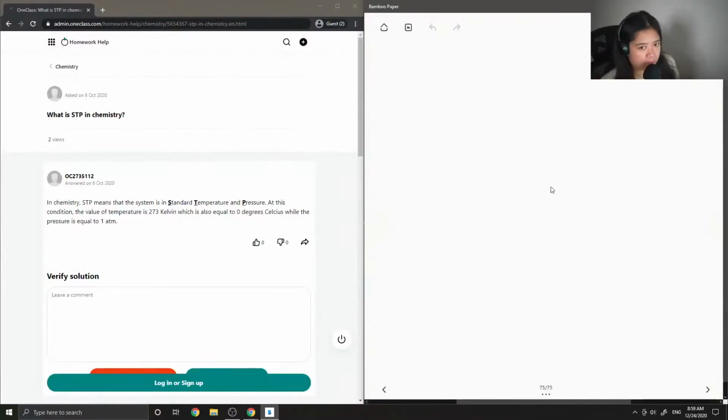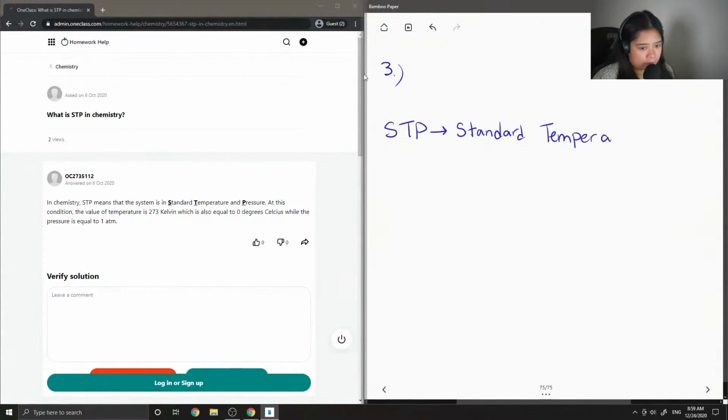Okay, so on to question number 3. What is STP in chemistry? Okay, so pretty straightforward question. STP stands for standard temperature and pressure.